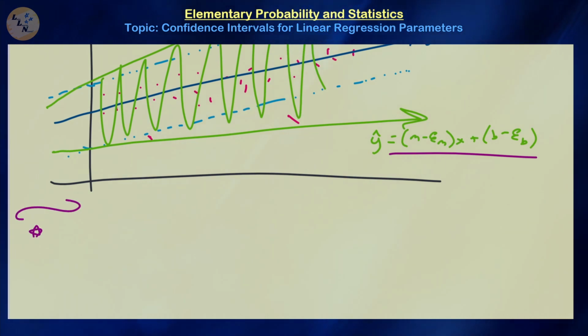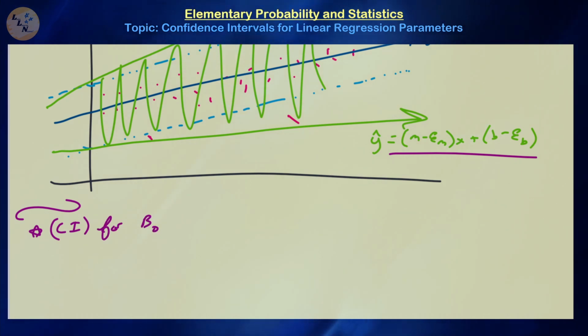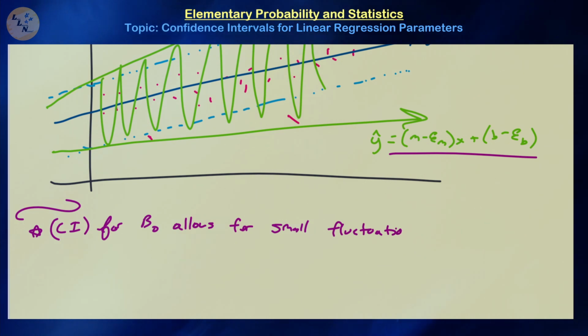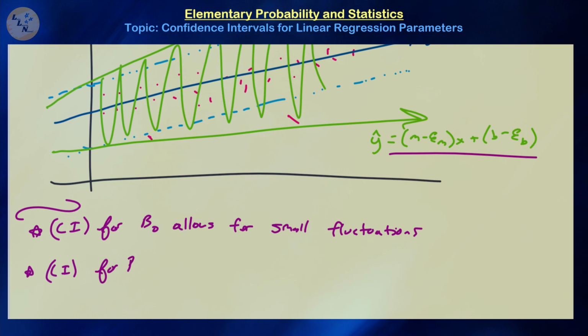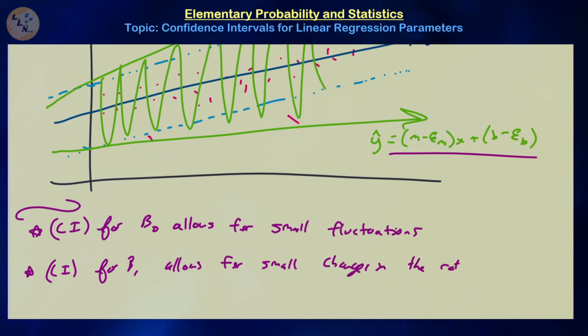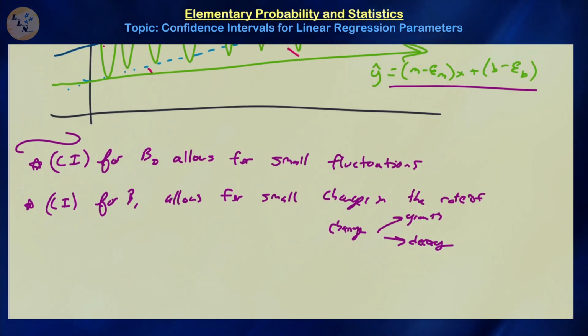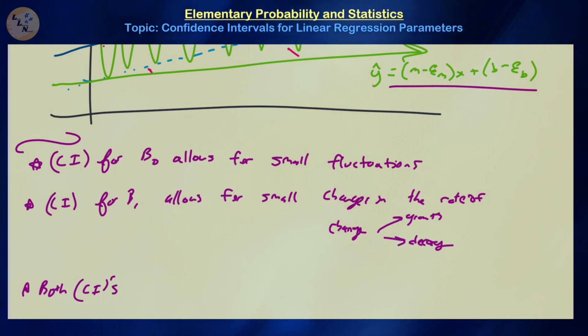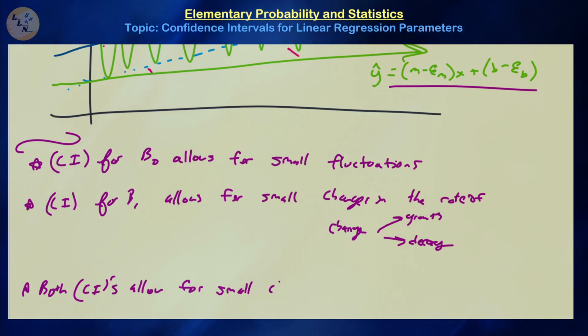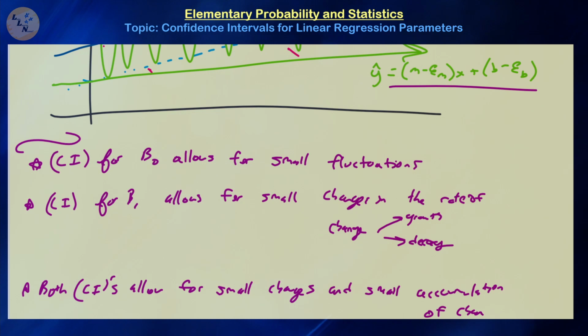So let's just outline briefly some of the things that we notice here. So the confidence interval for beta 0 allows for small fluctuations around the line. The confidence interval for beta 1 allows for small changes in the rate of change for your data set. So that allows for some small growth or some small decay in terms of the derivative of the line of best fit. And in general, both CIs allow for small changes and small accumulation of changes. So those are the main observations that we get for the confidence intervals for the linear regression parameters.